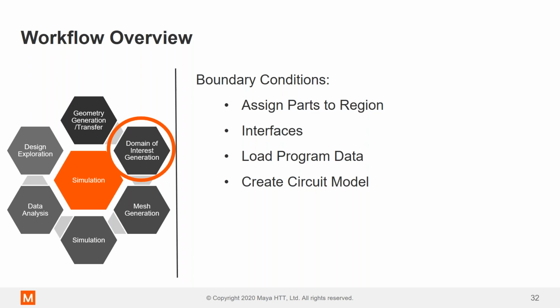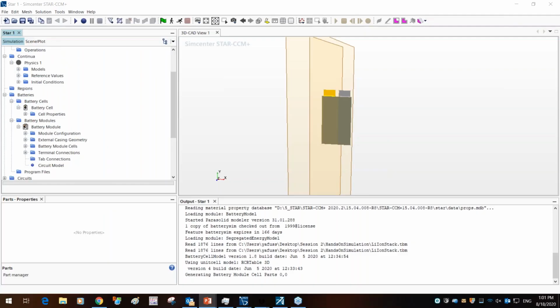We're going to talk about interfaces. We talked about mixing plane interface last time, and in-plane interface. In this part, we're going to talk about in-plane interface between the different solids and the different types of contact interfaces. Finally, we're going to load that program data that we'd created earlier on and create the circuit model to complete the simulation file.